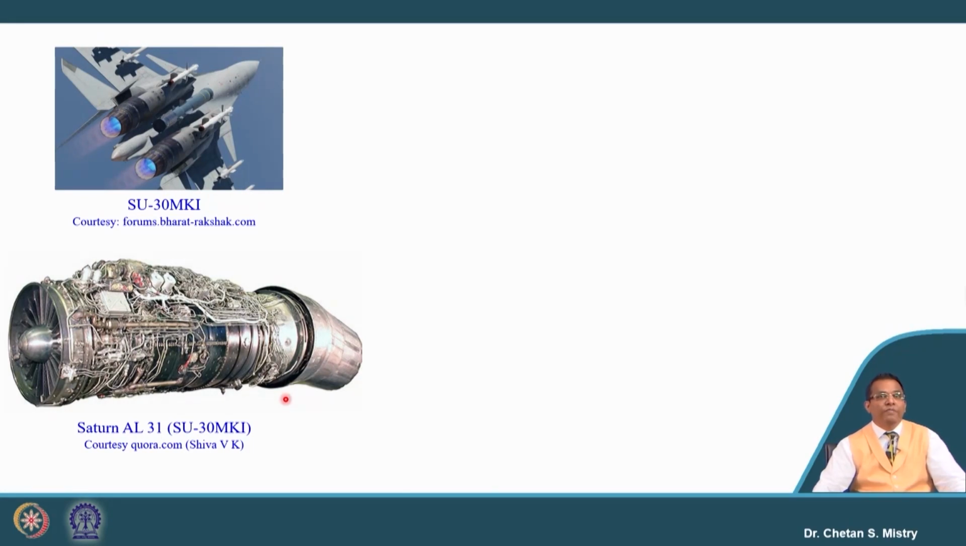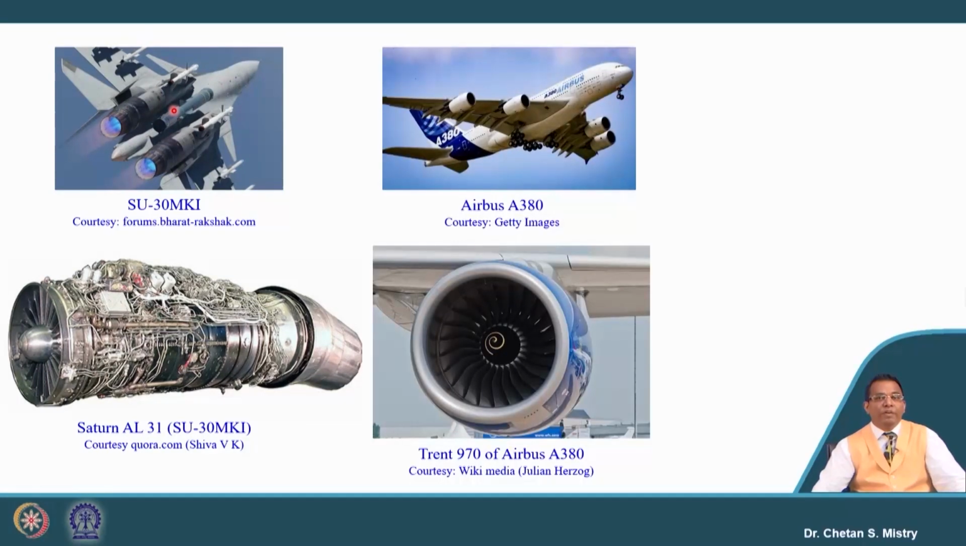Here, this is representing the Su-30, where we have used the Saturn engine, which is a low bypass ratio engine. For this fighter, we have 2 engines placed inside. This is representing the Trent 970, which is fitted to the jumbo jet A380. We have 4 such engines placed. These engines are high bypass ratio engines.